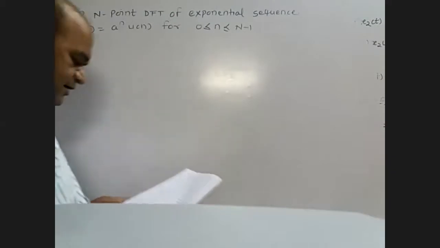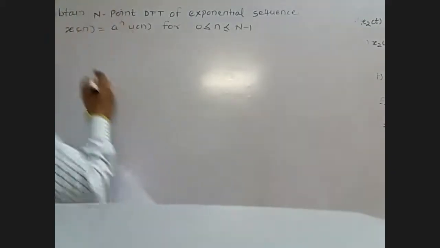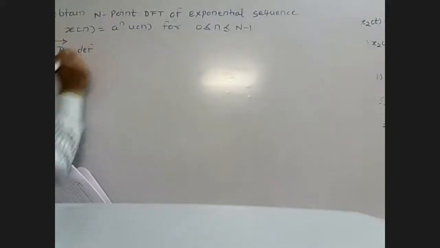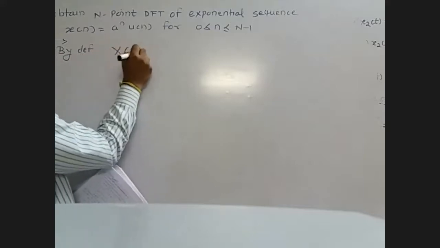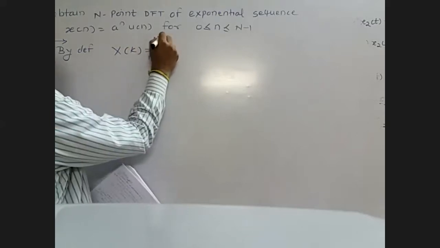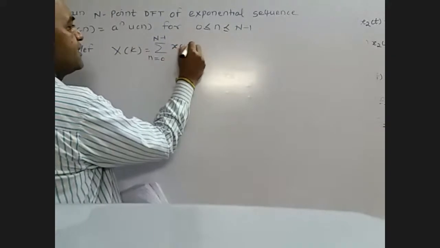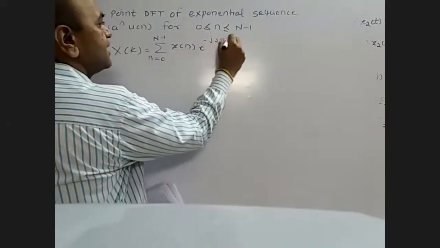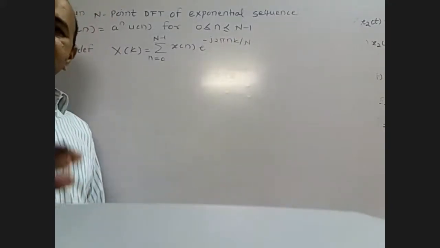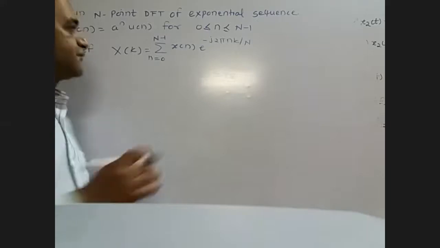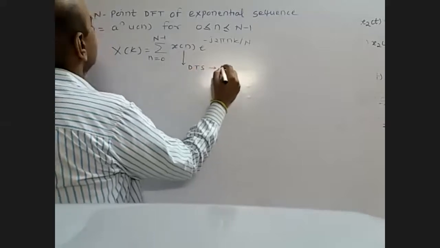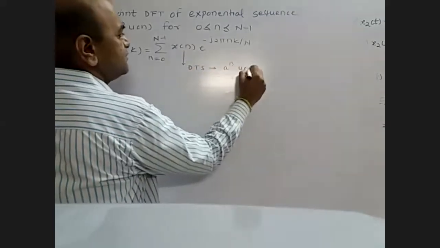Remember, we are finding the DFT. We already learned about the discrete time signal. By the definition, we know X of k is equal to summation of n is equal to 0 to N minus 1 x of n e raised to minus j 2 pi n k by N. This is the definition of the discrete Fourier transform. This is a discrete time signal, and it is given as a raised to n u of n.